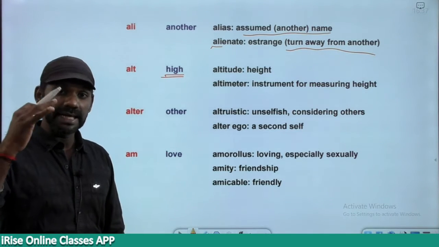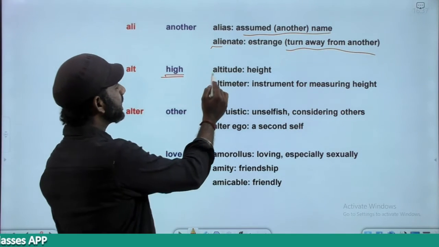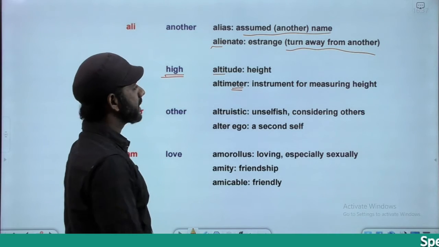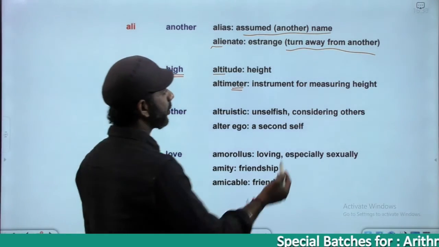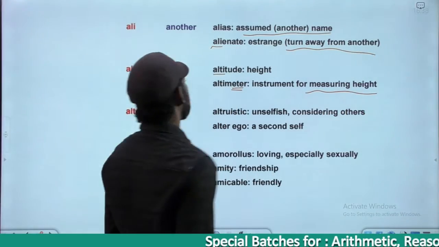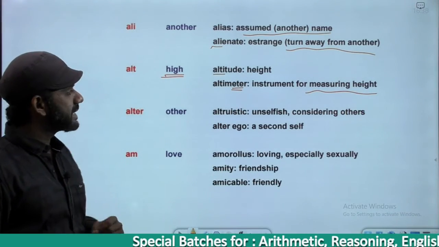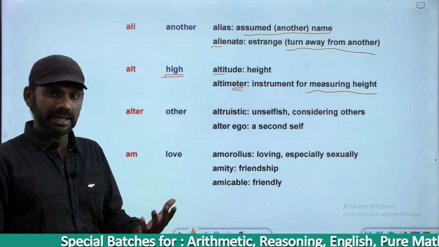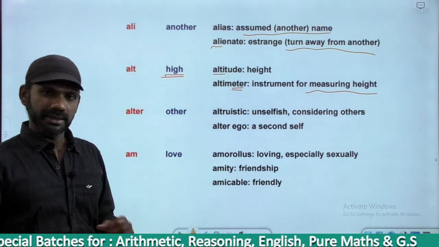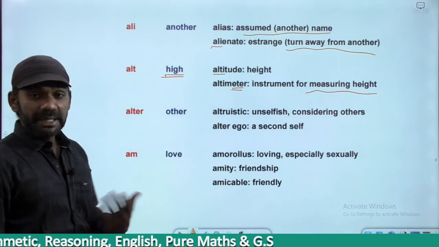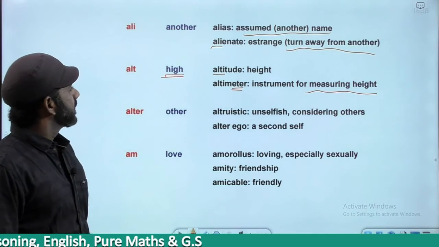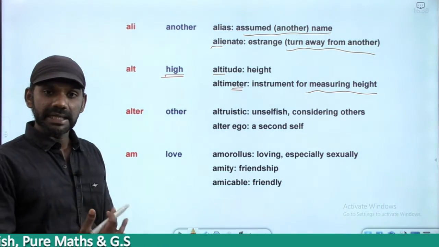ALT means height, like altitude. Altitude refers to height, ALT. Altimeter is an instrument. Meter is an instrument. Altimeter is an instrument for measuring height. So altitude is height. Altimeter is an instrument for measuring height. METER is correct spelling. METRE is also correct spelling. So ALT means height.